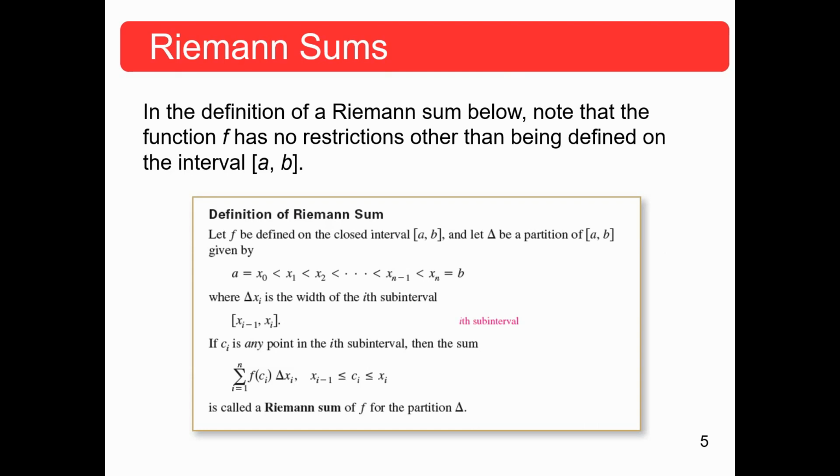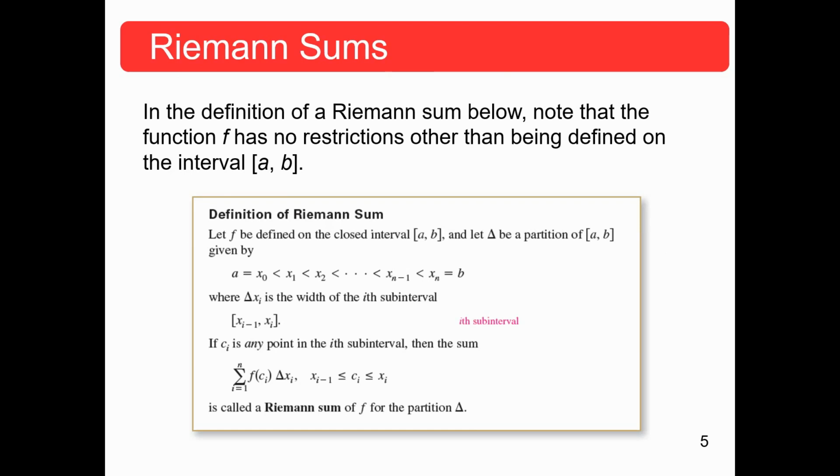Now, in the definition of the Riemann sum below, we want to note that the function f has no restriction other than it's defined on the closed interval from a to b. Okay? So, here's our definition. If we let f be defined on a closed interval from a to b, and let delta be a partition of that interval, given by a equals x sub 0, which is less than x sub 1, which is less than x sub 2, all the way down to x sub n minus 1, which is less than x sub n, which is equal to b. And in this case, delta x sub i is going to be the width of that ith subinterval.